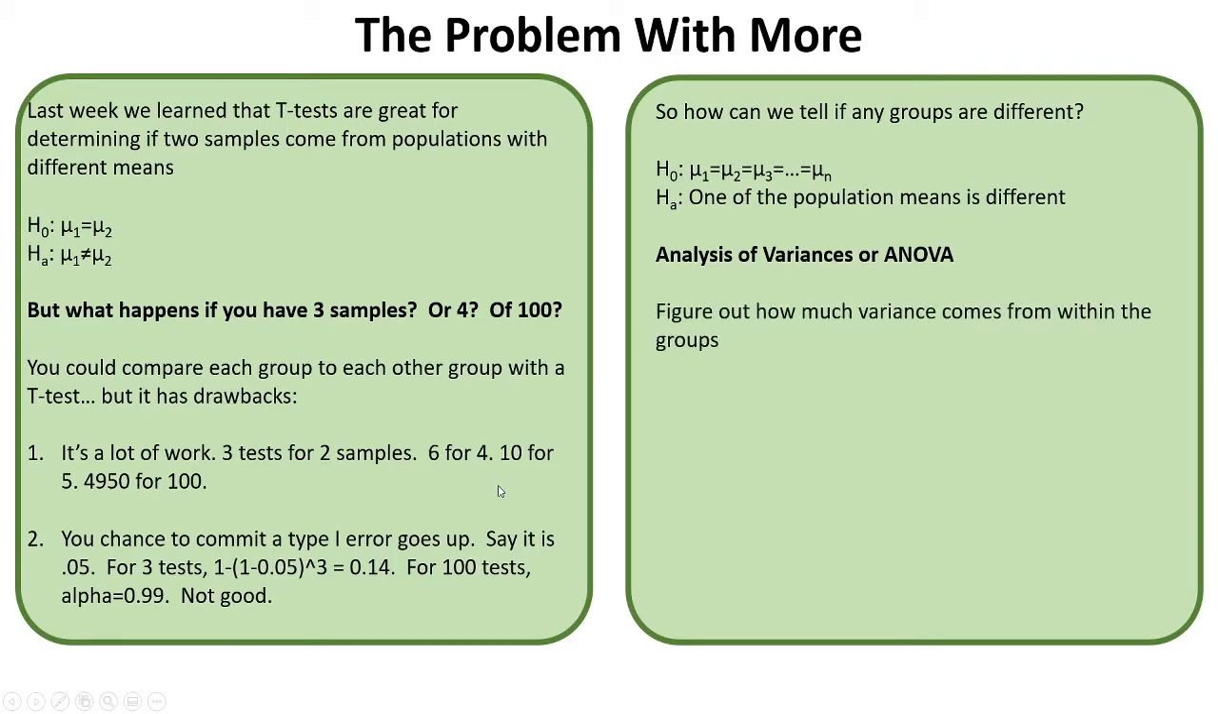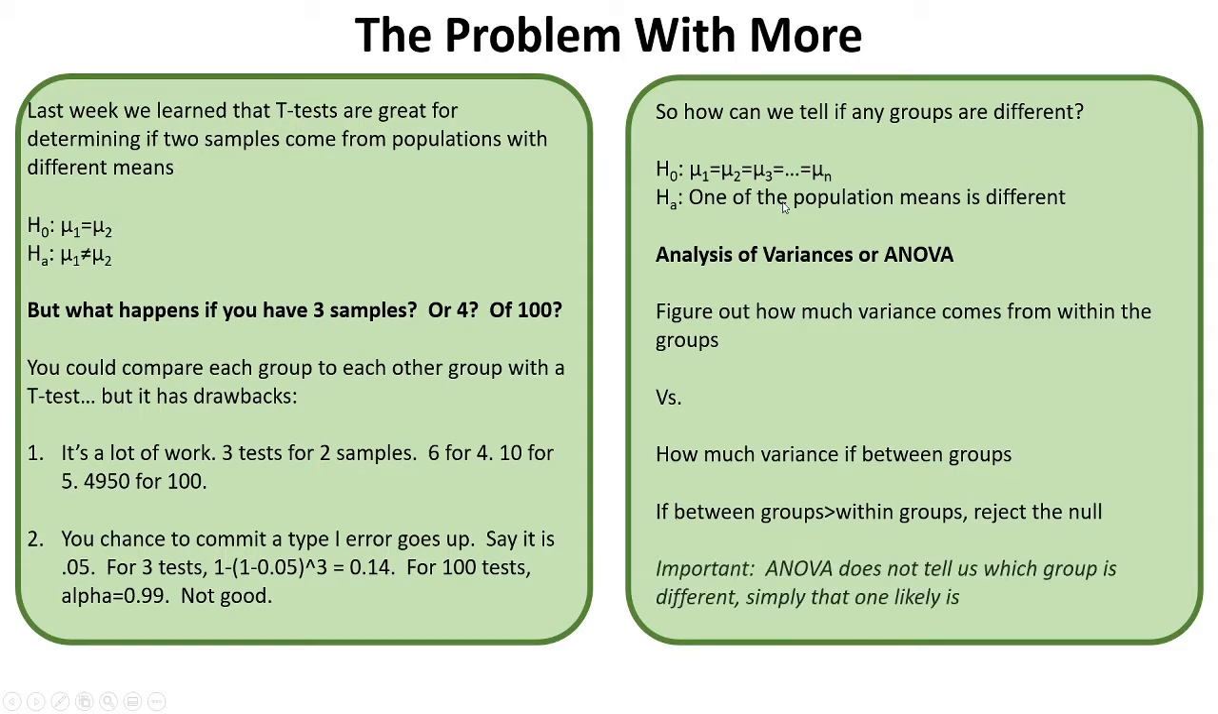So it's going to figure out how much variance is coming from within the groups and compare it to how much variance is between the groups. And this will sound familiar because we did it in some weeks past. Generally, if the variance between groups is greater than the variance within the groups, then you'll reject the null hypothesis and you'll think that one of these is different from all the rest. But importantly, ANOVA does not tell us which group is different. It simply tells you that one likely is.